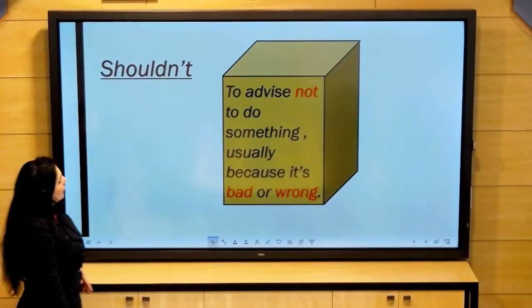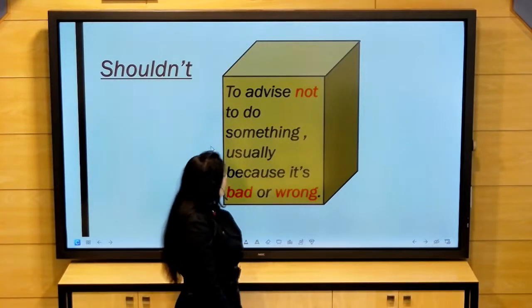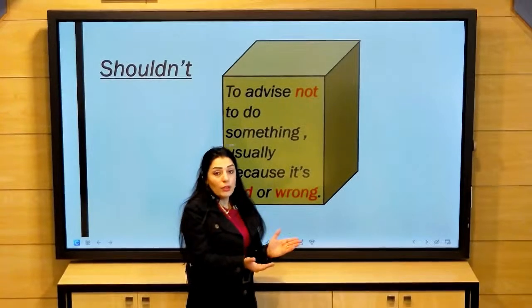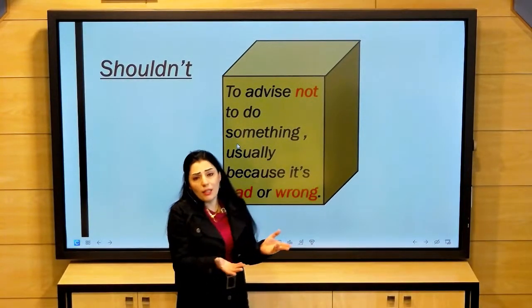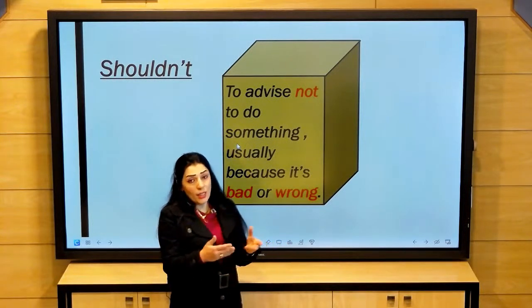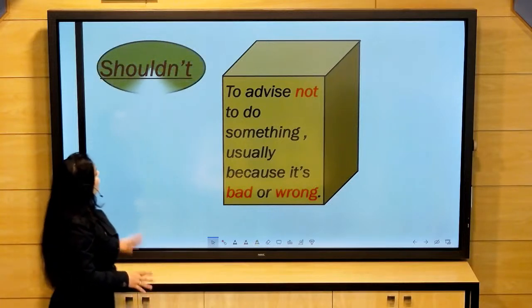Now, shouldn't is used to advise not to do something, usually because it's bad or wrong. When I advise you not to do this thing, or not to say this thing, because it is a bad thing, we should use shouldn't or should not.